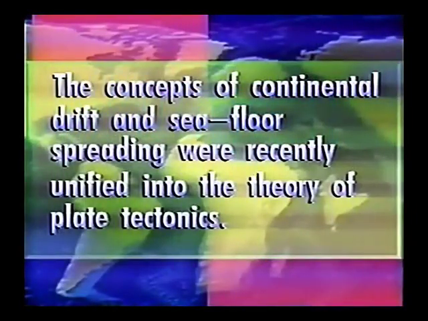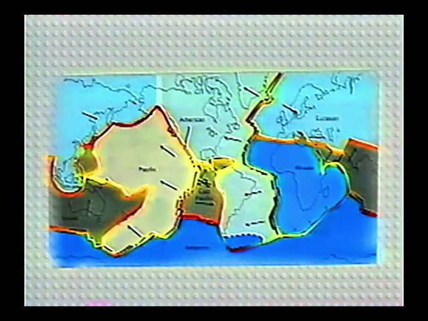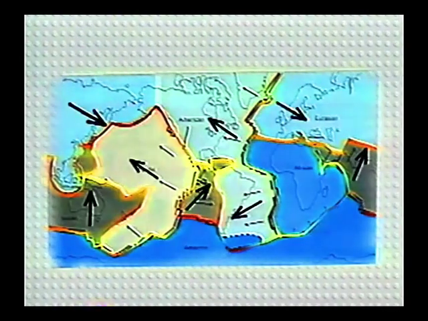The concepts of continental drift and seafloor spreading were recently unified into the theory of plate tectonics. This theory proposes that the lithosphere is broken into a number of moderately rigid plates. Depending on how they move compared to the plates next to them, we can define three kinds of plate boundaries.